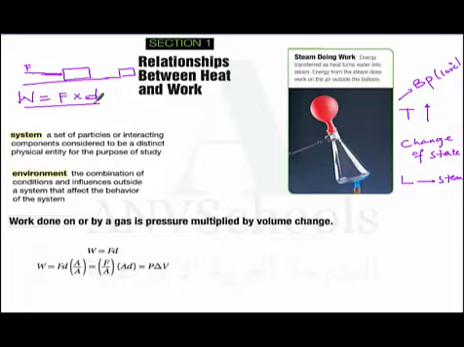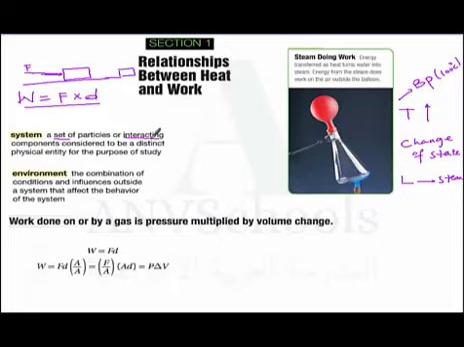So a system is defined as a set of particles or interacting components. Now in this case, the flask can be considered as a system. A system is defined as a set of particles or interacting components considered to be distinct physical entities for the purpose of study. We want to study the work done by the gas on the air outside the balloon, so this can be considered as a single system, made from a set of interacting particles.